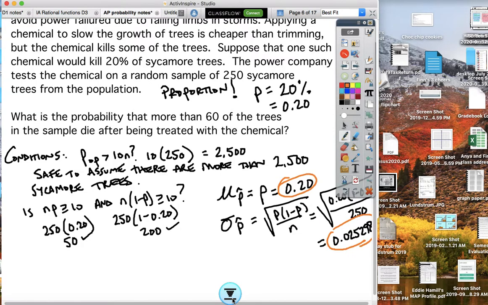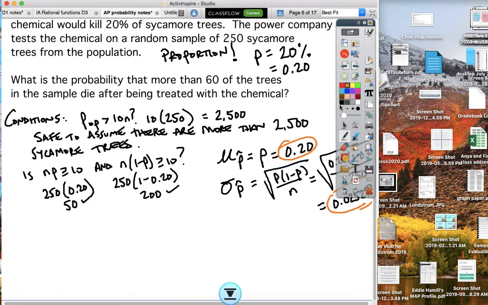Because remember, the whole problem is saying that we want the probability that more than 60 trees in the sample die. Okay, now we are dealing with proportions. Keep that in mind. So think about this. When I'm going to go find a z-score, I'm going to be subtracting this mean and dividing by this standard deviation.